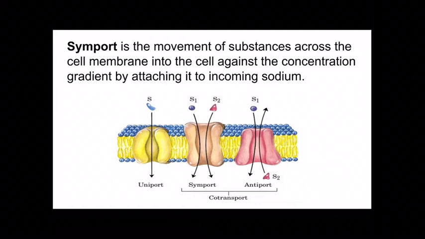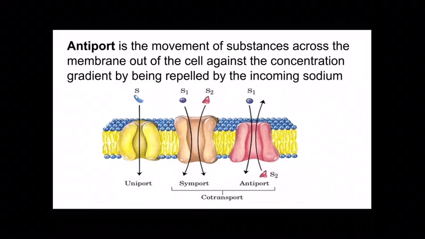The other one is called antiport, which is also shown here. Antiport is repelling things out, also in response to that sodium. So when sodium's rushing in, we could take a positively charged particle that we want out of the cell, and it could repel away from that sodium because they have opposite charges and get kicked out of the cell while those sodium channels are open. So that one is antiport. Here it is. It's the movement of substances across the membrane out of the cell against the concentration gradient.